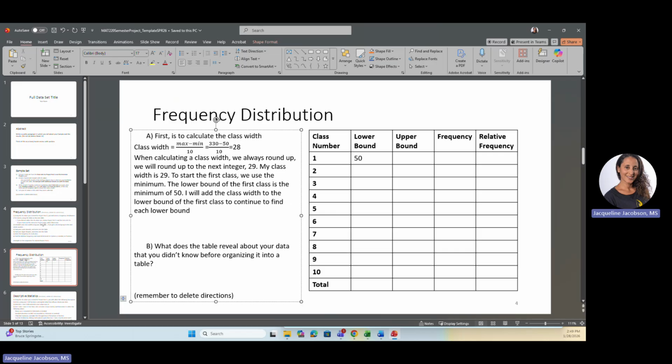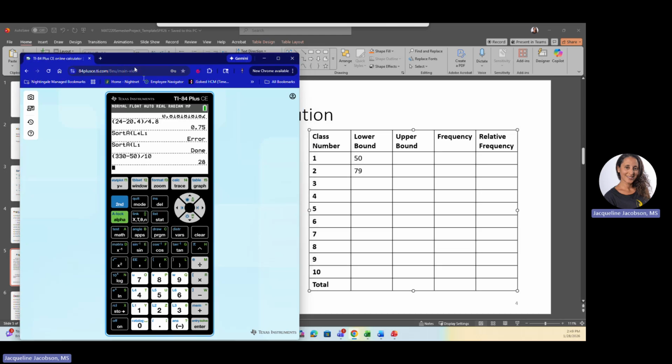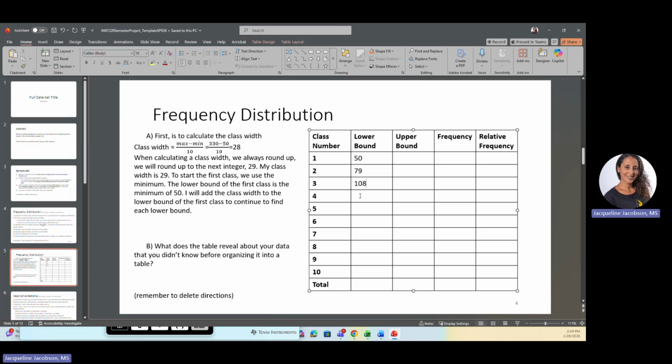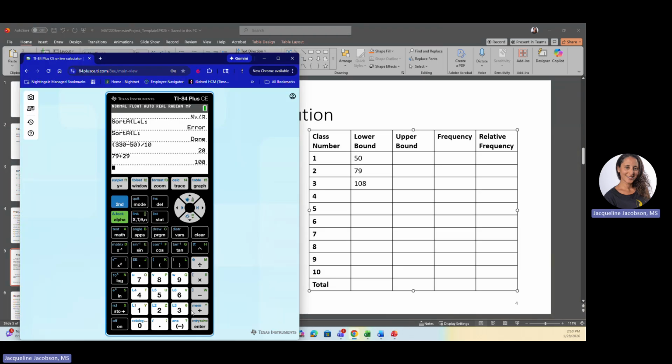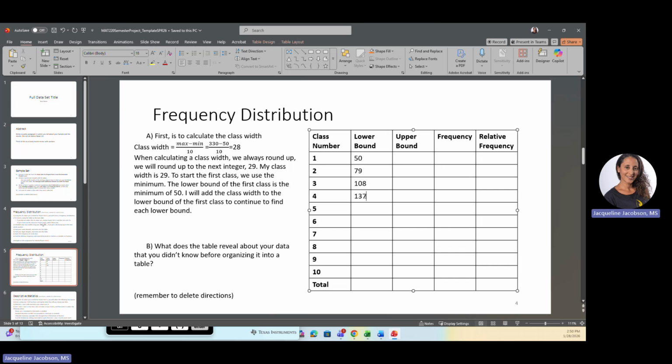This is my method of doing it. It's kind of a faster way of doing it. So I'm taking 50, I'm adding 29, right? And just keep doing that. Get all your lower bounds. 79 plus 29, 108. Just keep adding 29, okay? Oh, I'm sorry, not 29, your class width, right? Keep adding your class width.